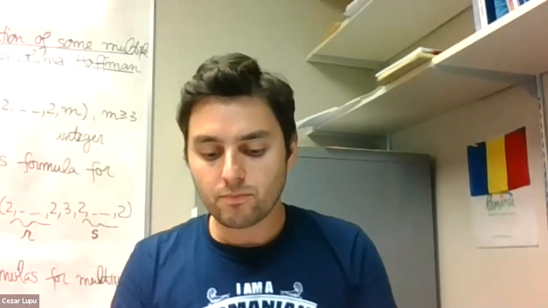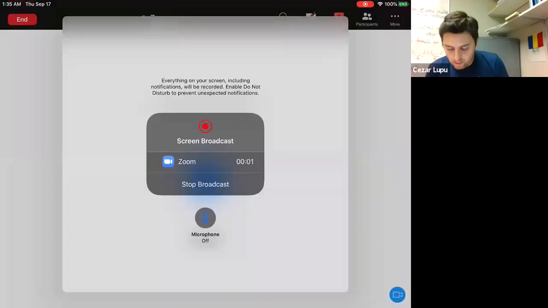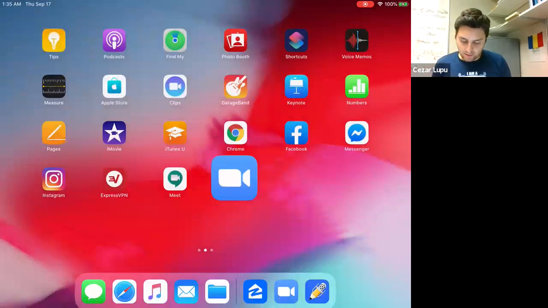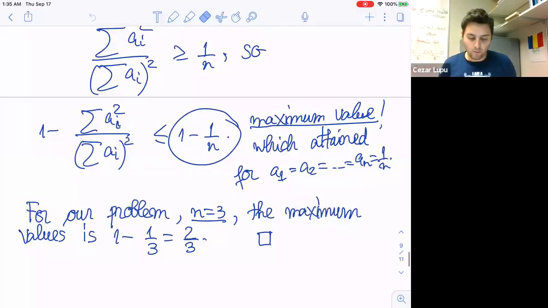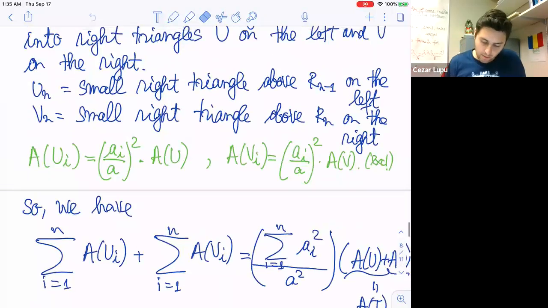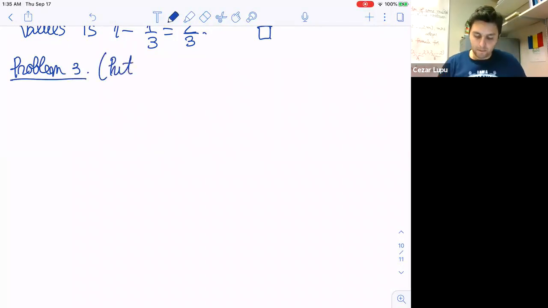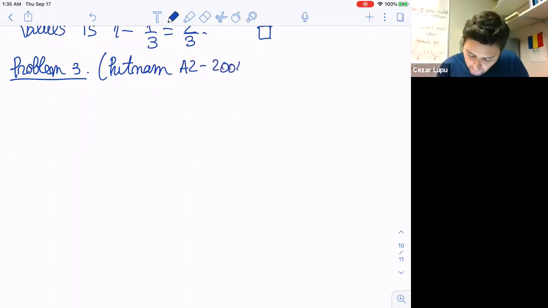Those problems are basic Euclidean geometry, and remember last time we did this problem with the maximum value. Well, that was problem number 2, but now let me see, problem number 3. So problem 3, which is Putnam A2, 2004, I think, yes.